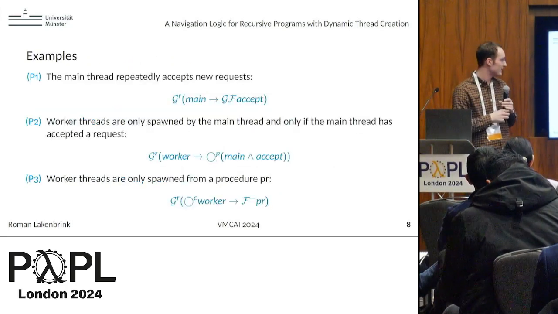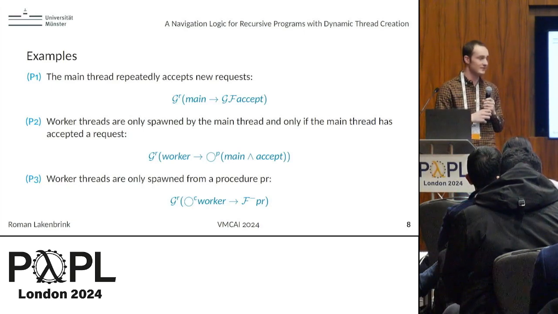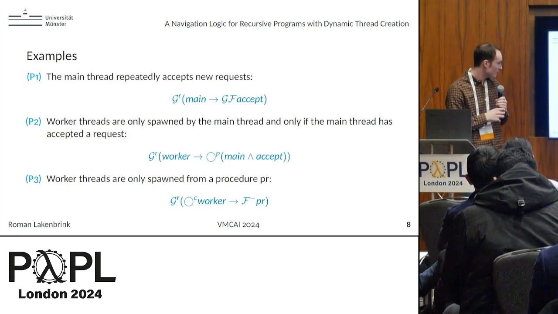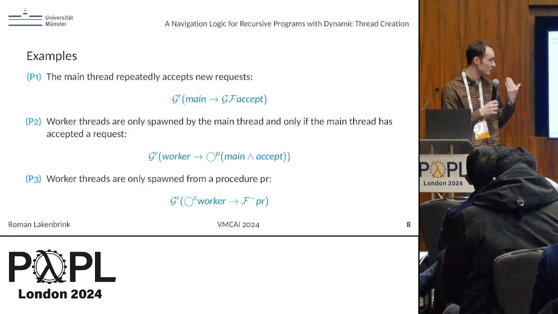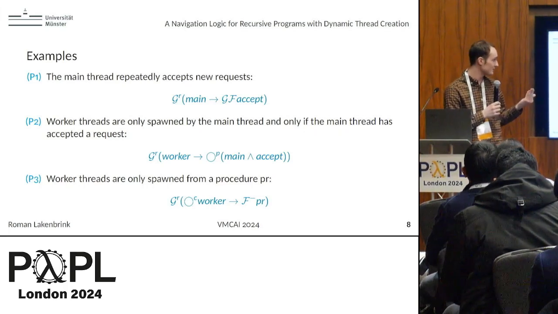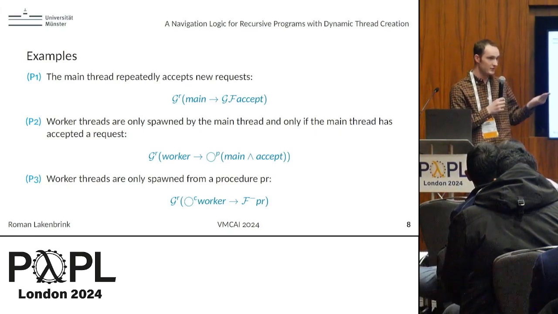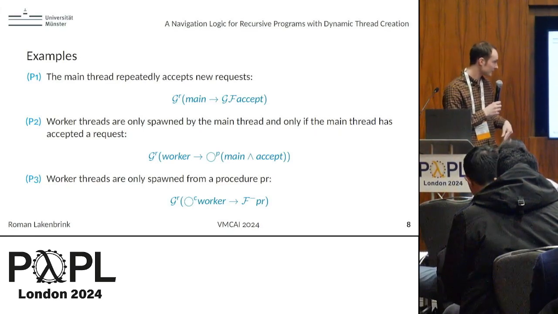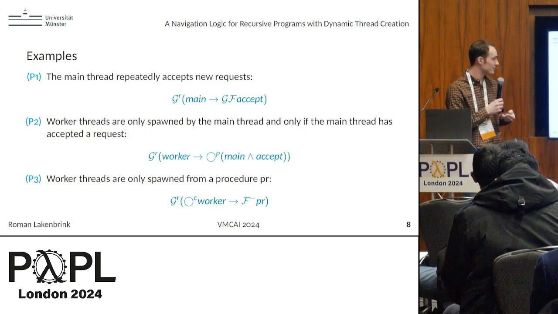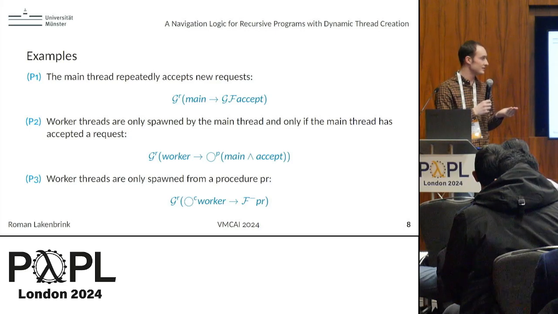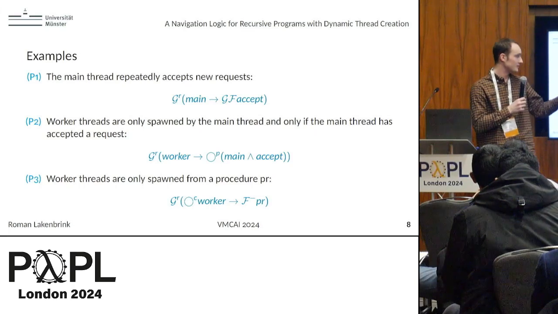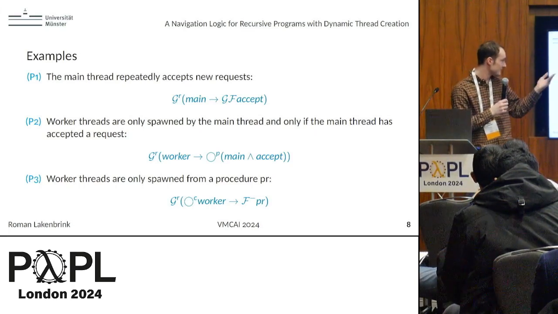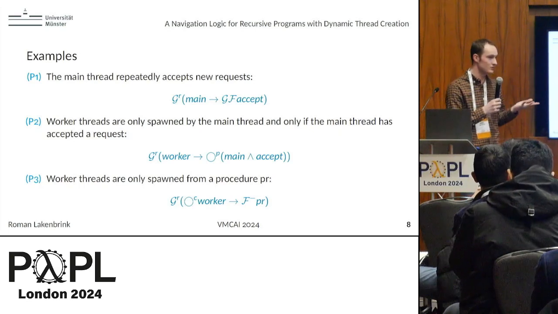Okay, so now let's go back to our example properties and look at how we can express them in this new logic. So first of all, you see that all our formulas start with this special globally modality at the beginning. This is just a dual operator to the last example from the previous slide, which just means here that for every node in the graph, something holds. And then the first property, P1, can be expressed by a simple LTL formula inside this globally modality that just says, well, if we are in the main thread, then we always eventually accept a new request. And so this is an LTL formula here, but thus it's also an NTL formula.